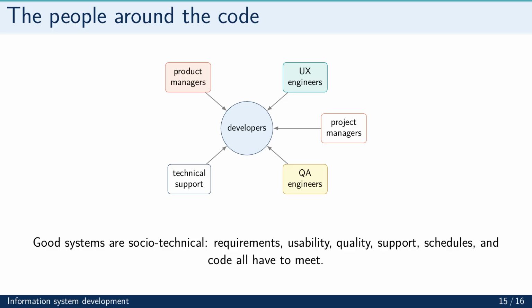Project managers coordinate schedules, milestones, and communication across the work. These roles overlap, and the exact titles may differ from one organization to another. The larger point is that good systems are socio-technical. Requirements, usability, quality, support, schedules, and code must meet. A programmer who understands this wider collaboration can design more useful and responsible solutions.